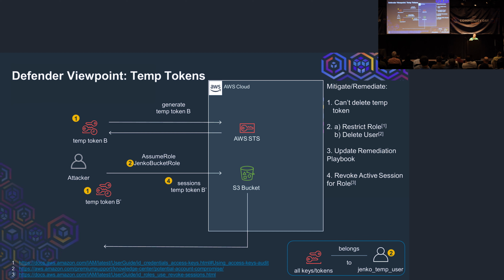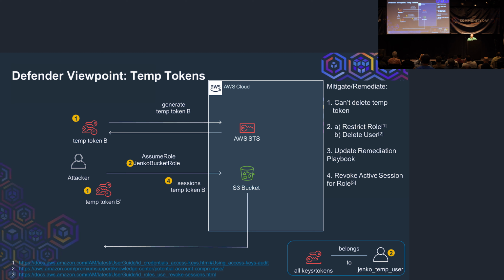Now what does AWS say about it? Well, 2 things. Here's how you deal with compromised temporary tokens. You restrict the role that those tokens sort of assume, or you delete the user that owns them. If you delete the user, it will invalidate any temporary tokens. Jenko temp user was the user in this case. If I blow it away, any temporary tokens will no longer work. I could take the role or permissions of Jenko temp user and also restrict it down to nothing. They're just different sides of the same coin.